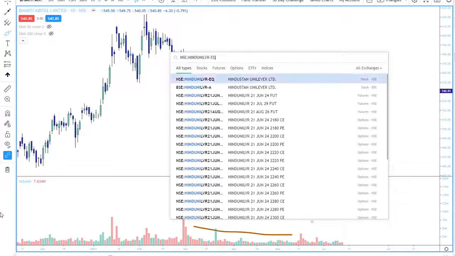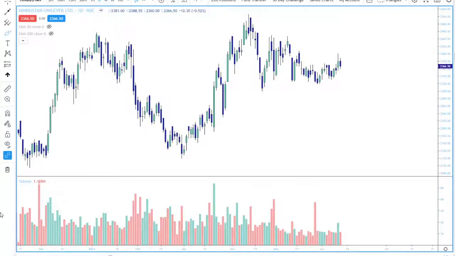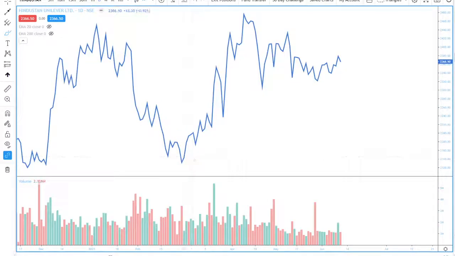As I said, there are some more stocks left, and I will leave it to you to identify those stocks, because that will help you train your eyes in spotting the triangles. Okay, Hindustan Unilever, again daily chart, and we are looking for triangle patterns here.